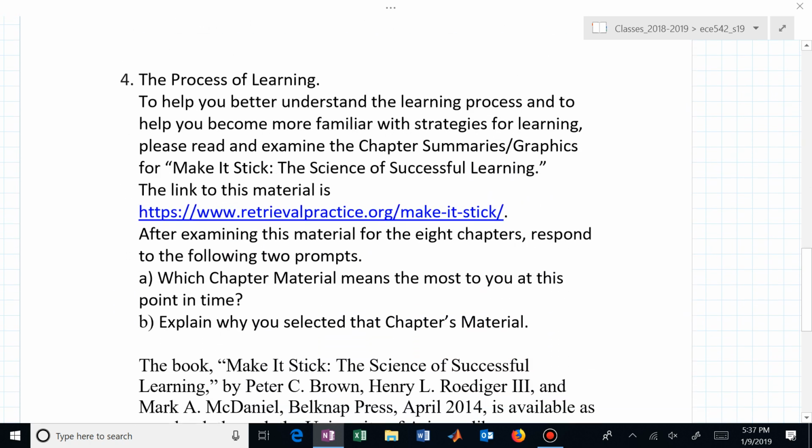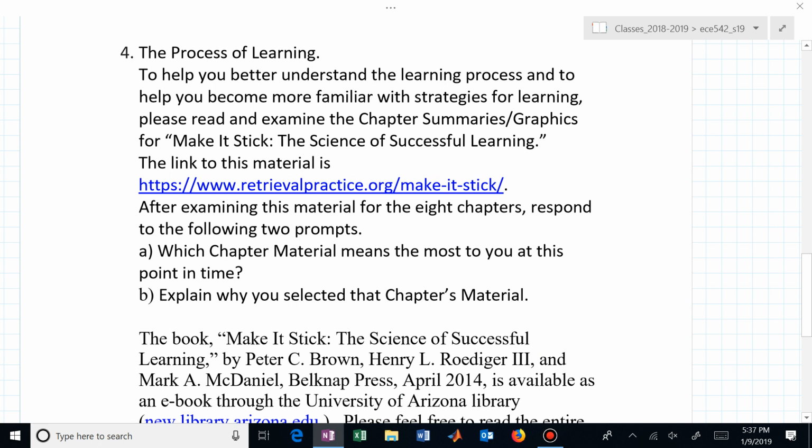Then there is one more part to this, and this is a visual description of a book, so if you like picture books, you can click on this link and it will provide you some hand-sketched summaries of each of the chapters in this book.